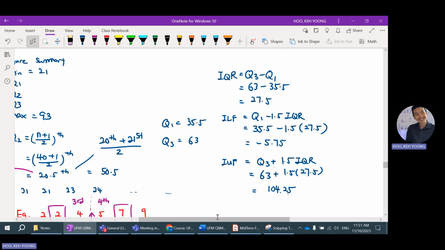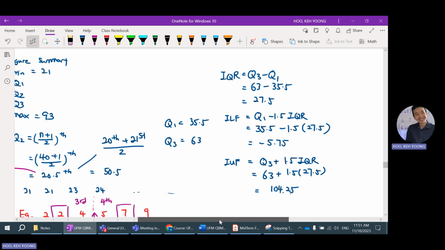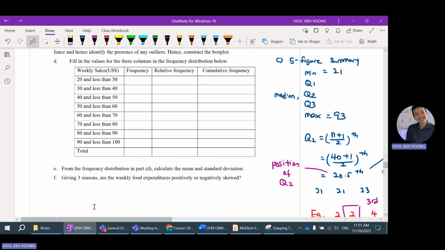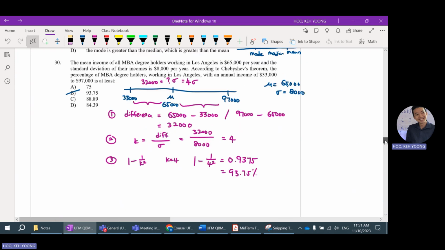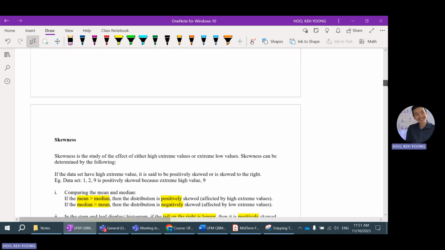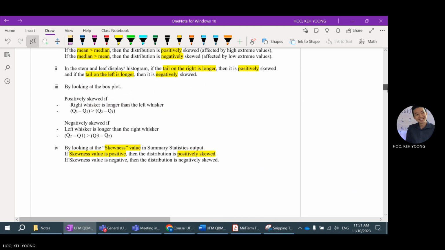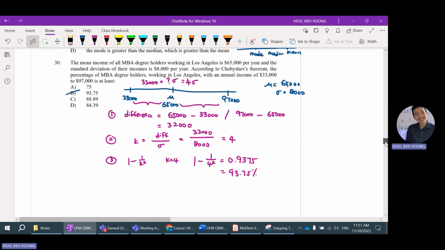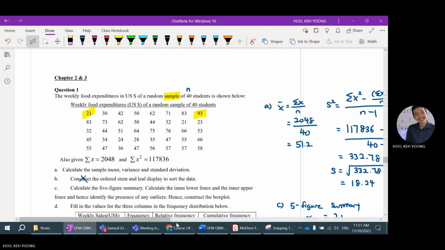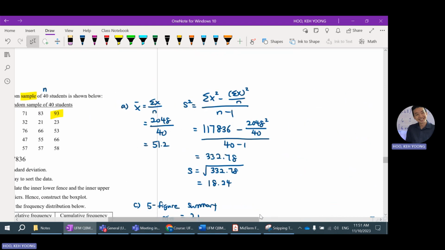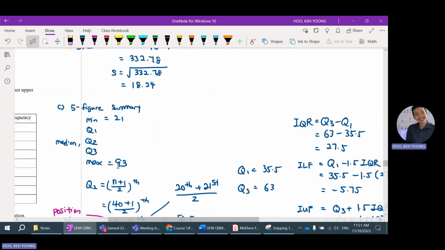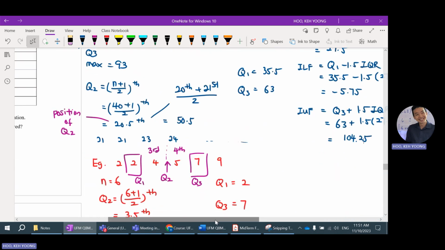So after we have the lower fence and the upper fence, how can we tell whether we have outliers or not? We will check. You check the smallest and the largest value. Smallest is 21, largest is 93.